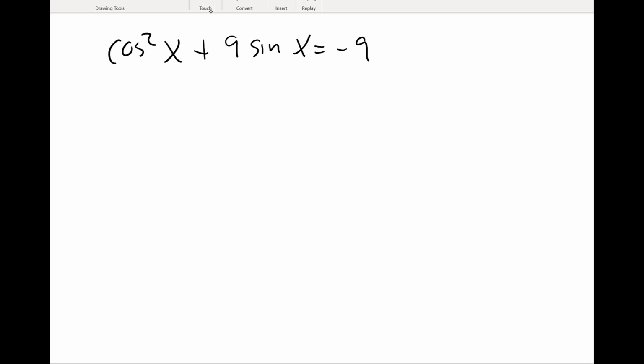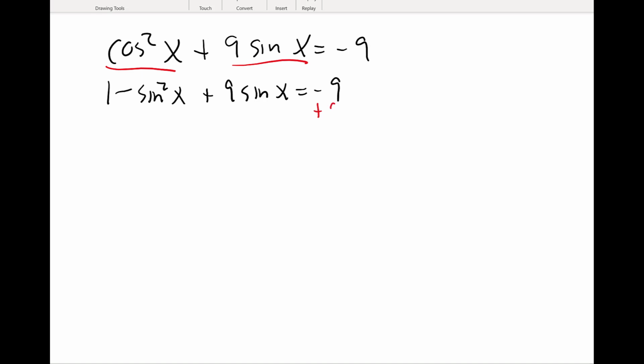Now, we have a cosine and a sine, and we need to have them be the same thing. In fact, let me do those in a different color. We need these to be the same function. And it's really hard to change a sine, but it's not as hard to change a cosine squared. It's not hard to change a sine squared either. So 1 minus sine squared x plus 9 sine x equals negative 9.